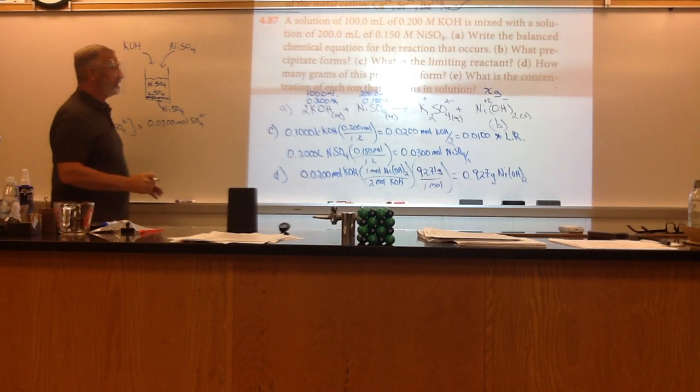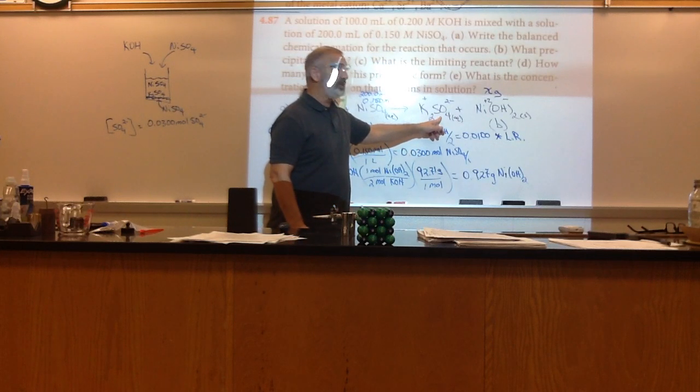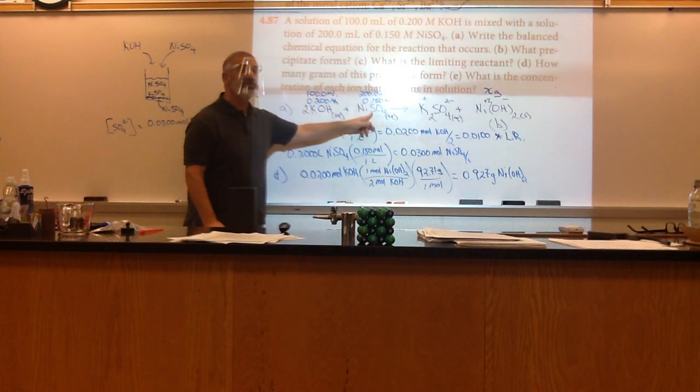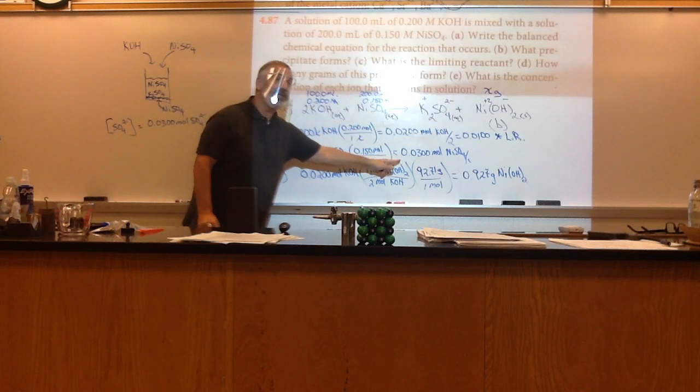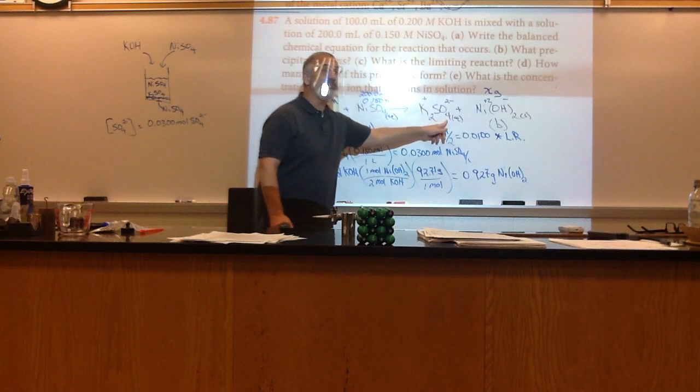Now, we could calculate how many moles are in here. Do the mole ratio from our limiting reactant, calculate moles of this here, figure out how many moles of excess we have here, and add those two together. But it's going to come out to 0.03 because sulfate didn't go anywhere. It's aqueous here, it's aqueous there.